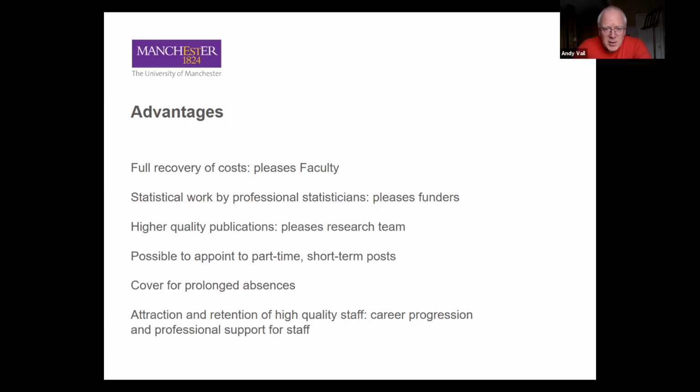It's also possible to appoint to part-time posts, which is very important, of course, because if you advertise, I want 30% of a senior academic for a period of time, you're unlikely to recruit to that post unless they're already in post. So the biostatistics collaboration model allows people to appoint these part-time posts short-term, which would be impossible to advertise for, really. And the staff involved in the collaboration unit love this because it allows them to have career progression, professional support from a statistics team rather than sitting in isolation for a short and indeterminate amount of time with a research team.